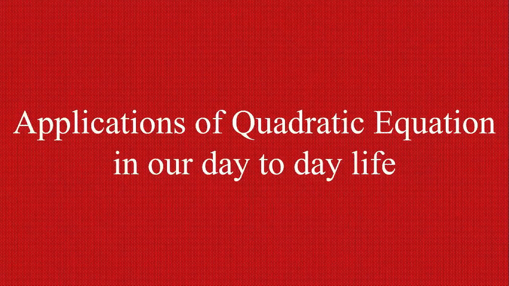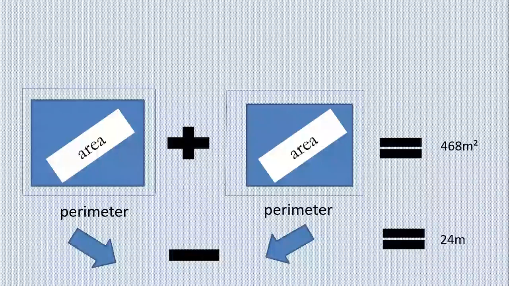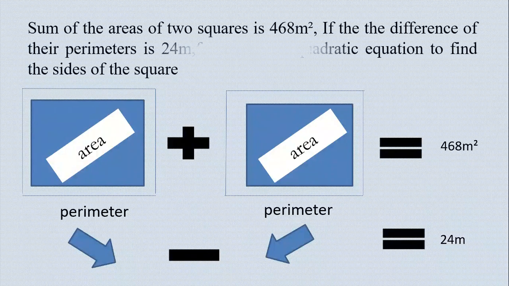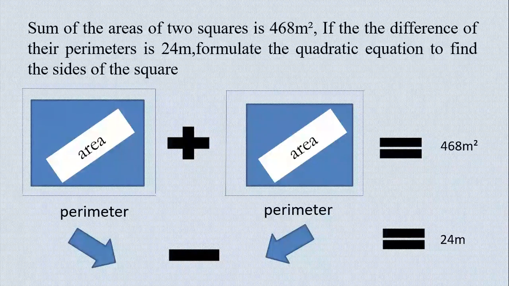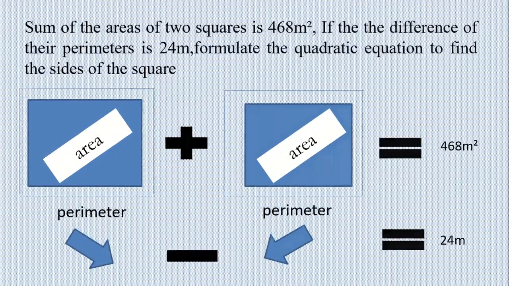Now we will look at some applications of quadratic equations in our day-to-day life. Sum of the areas of two squares is 468 square meter. If the difference of their perimeters is 24 meters, formulate the quadratic equation to find the sides of the square.